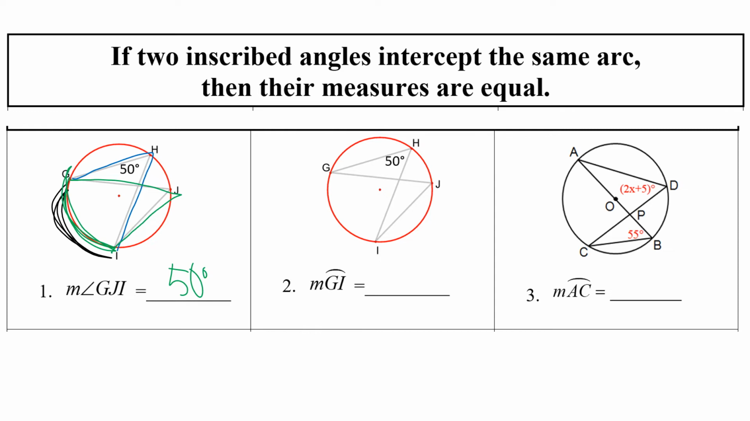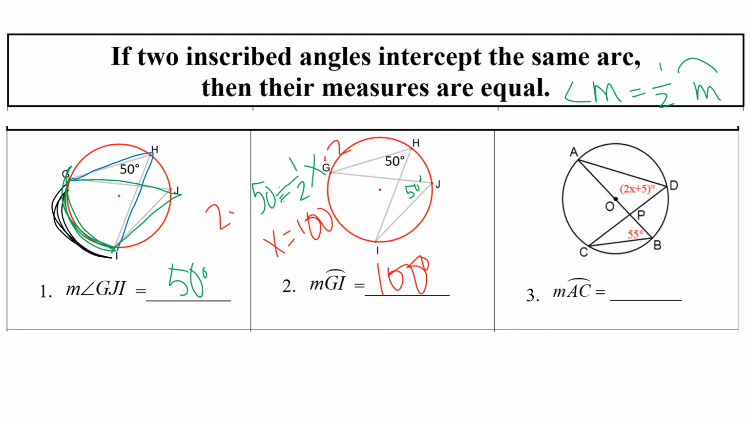Okay, now the measure of arc GI. So we already have, these are both 50 degrees. It doesn't matter which one you work with, but we're going to use our equation from the last page to find the arc measure. So we have 50 equals 1/2 of x. Multiply both sides by 2, and you get x equals 100. So the arc measure is 100 degrees.